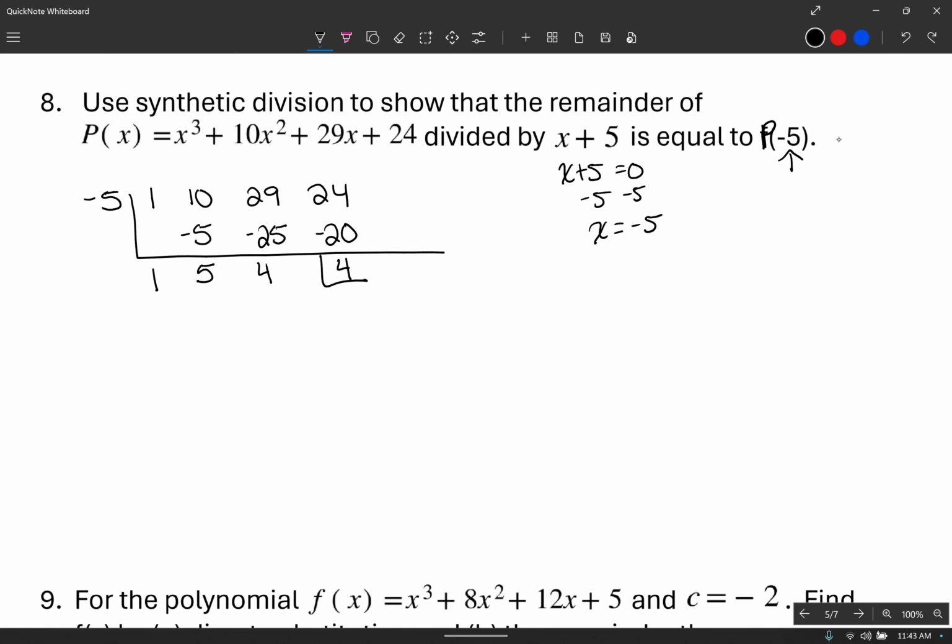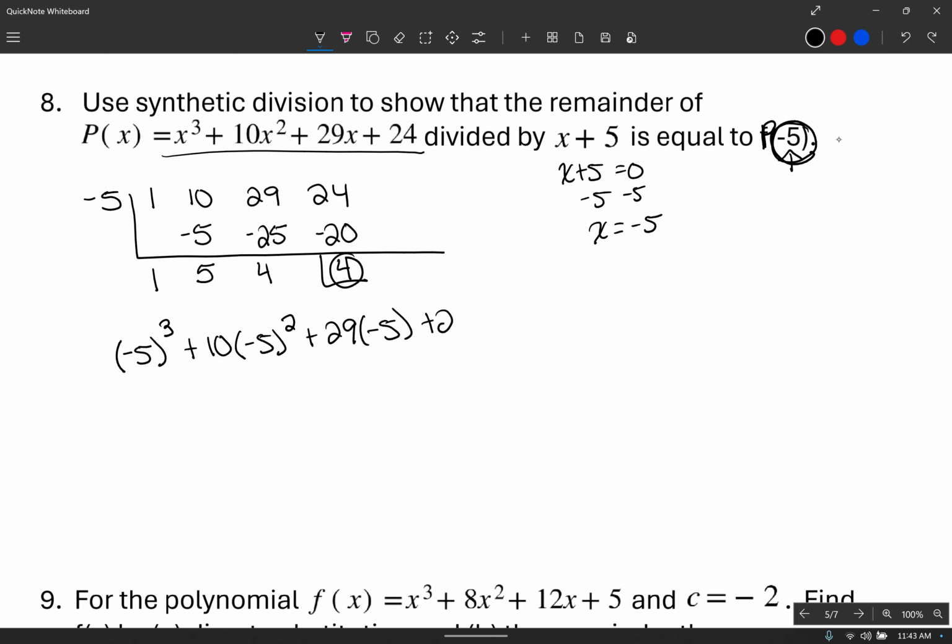Now, I'm supposed to be proving that if I plug negative 5 in for all of the x's, that I'm going to get 4. So let's do that. If I plug in negative 5 to the third plus 10 times negative 5 squared plus 29 times negative 5 plus 24. If you do all of that, you're going to get 4. It should match that remainder right there.